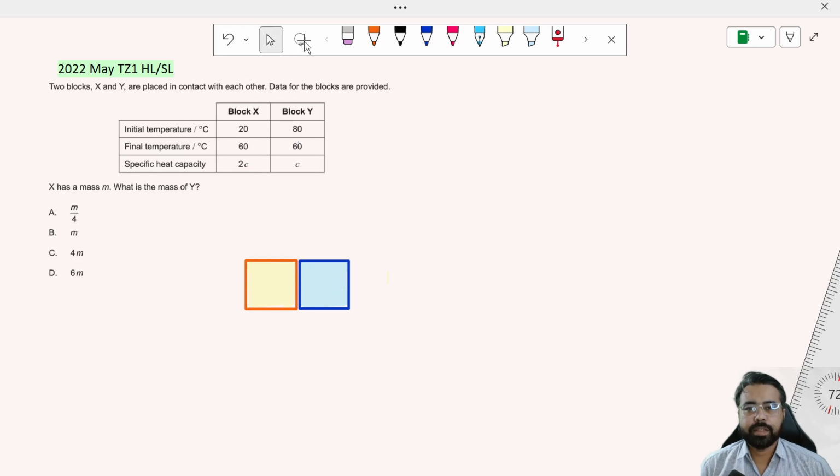This question is about the thermal energy transfer between the two blocks. One block is X and the other block is Y. From this given table, we see that the block X temperature is rising, whereas the block Y temperature is dropping to a certain value. And these are the specific heat capacities for these two blocks.